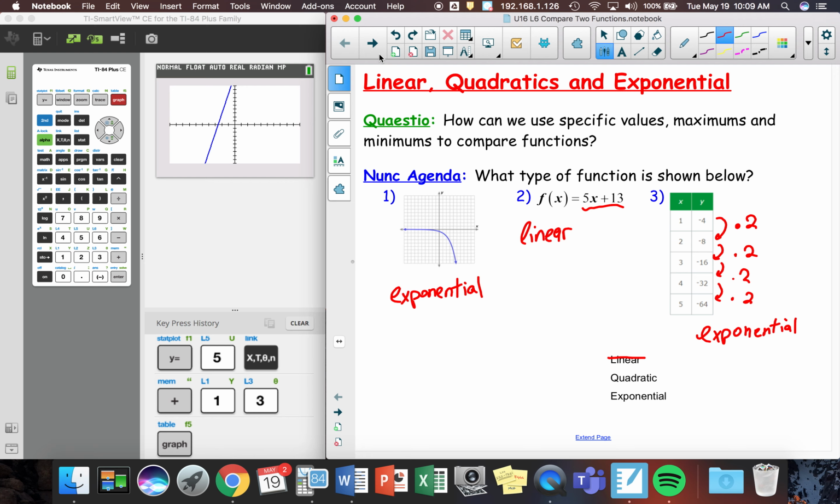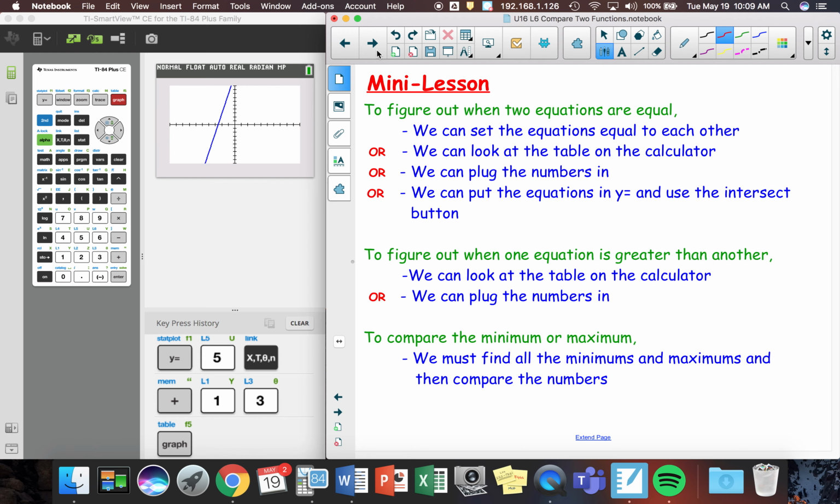Alright, so let's move on with today's lesson. We can figure out when two equations are equal. There are multiple ways of doing this. One, we can set both equations equal to each other and solve them. We can look at the table and the calculator and see what the values are. We can plug in the numbers, or we can put the equations into y equal and use the intersect button. They may ask us to figure out whether one equation is greater than another. We can look at the table in the calculator, or we can plug in the numbers. And when we're comparing the minimum or maximum, we've got to find all the minimums and maximums and then compare the numbers. Now, this may not seem like it makes much sense right now, but when we get to problems, it'll make more sense.